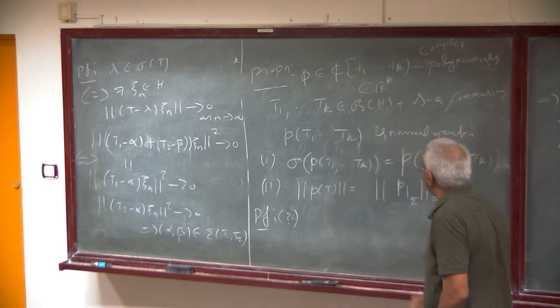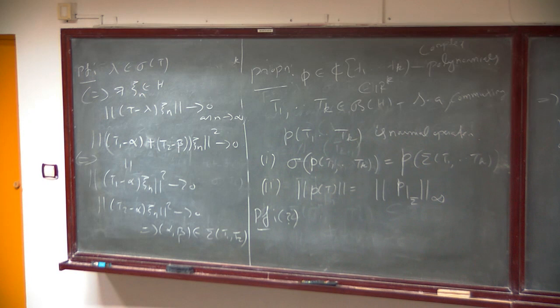See, the point is, here it is not true that if lambda is in the spectrum of that, that is equivalent to saying alpha, beta. If lambda is in the spectrum, both alpha and beta are, of course, alpha is in sigma of T1, beta is in sigma of T2. But the other way is not true, because they may have different eigenvectors, approximate eigenvectors. So the other way is not true.